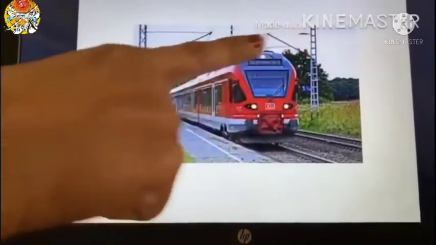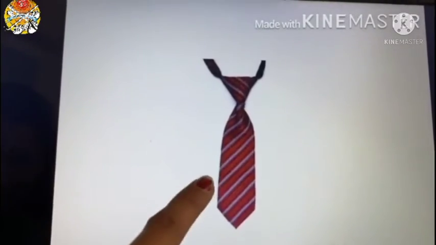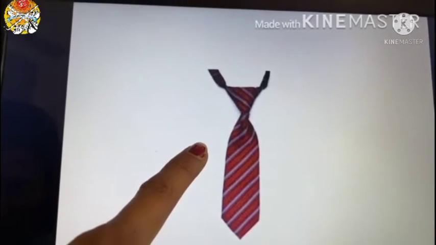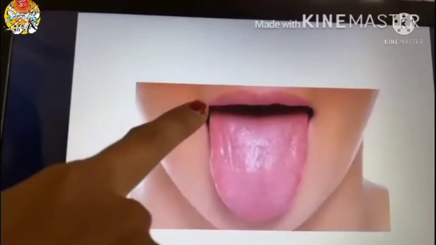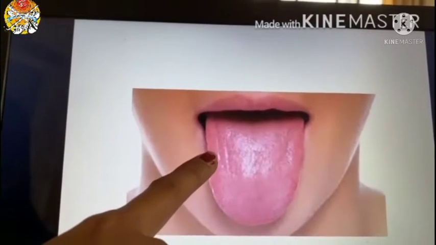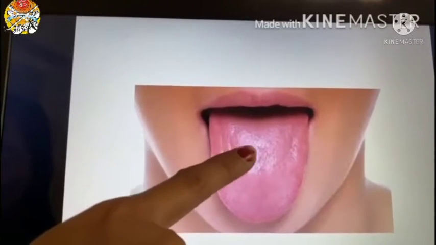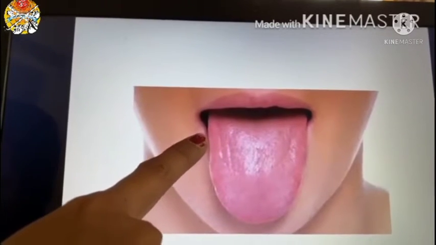Train is a very long vehicle. What is this, children? This is a tie. T for tie. We wear a tie around the neck. T for tongue. You all know this is a part of our body, right? Tongue is used to taste the food.